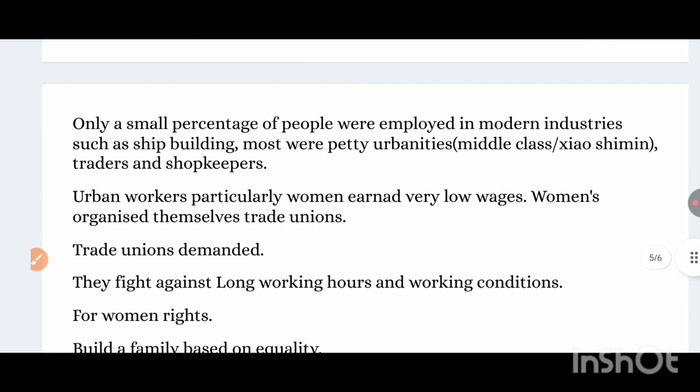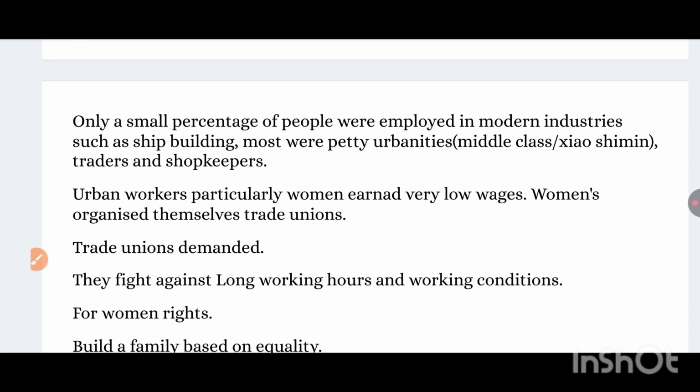Only a small percentage of people were employed in modern industries. There are many people in China, but only a small percentage worked in the modern industries, such as shipbuilding. Most were petty urbanites, mostly middle class people. In China we call the middle class xiao shimin.